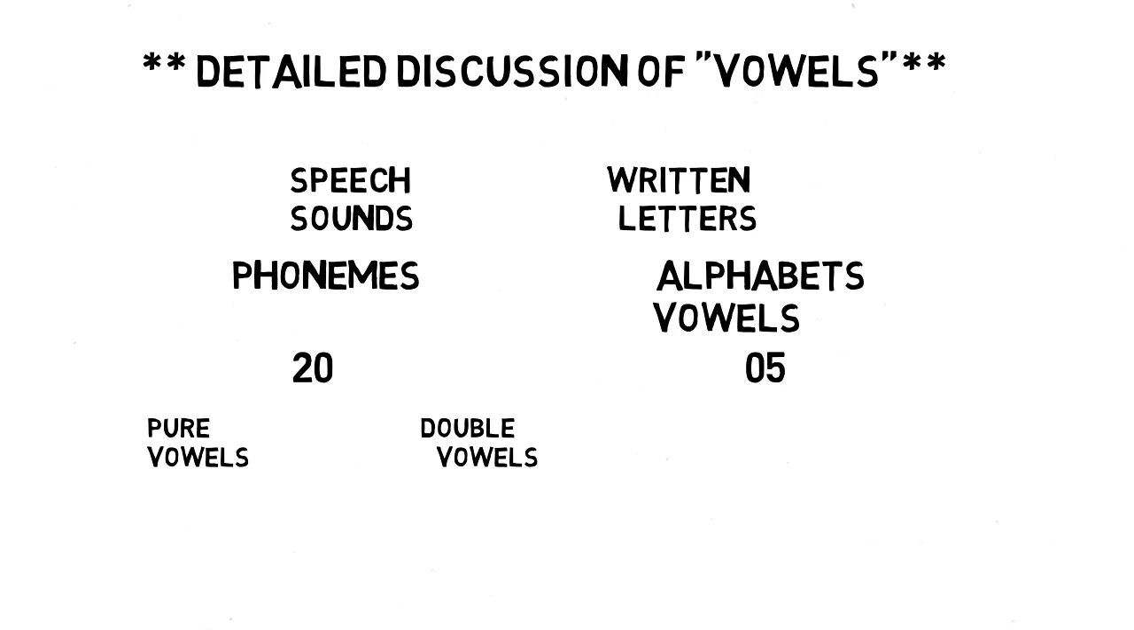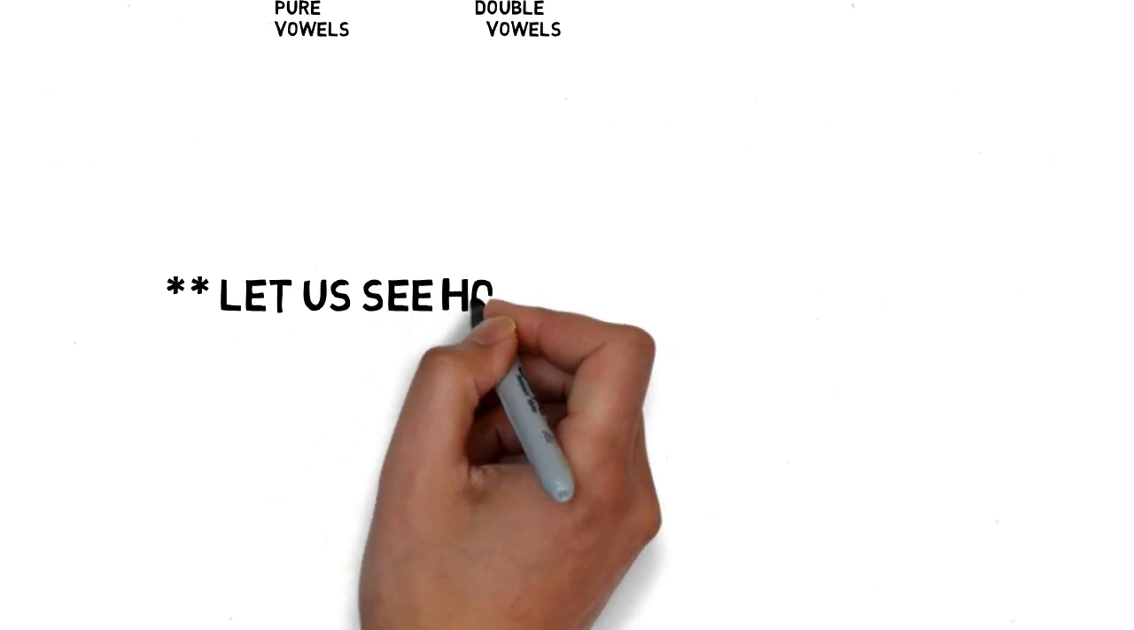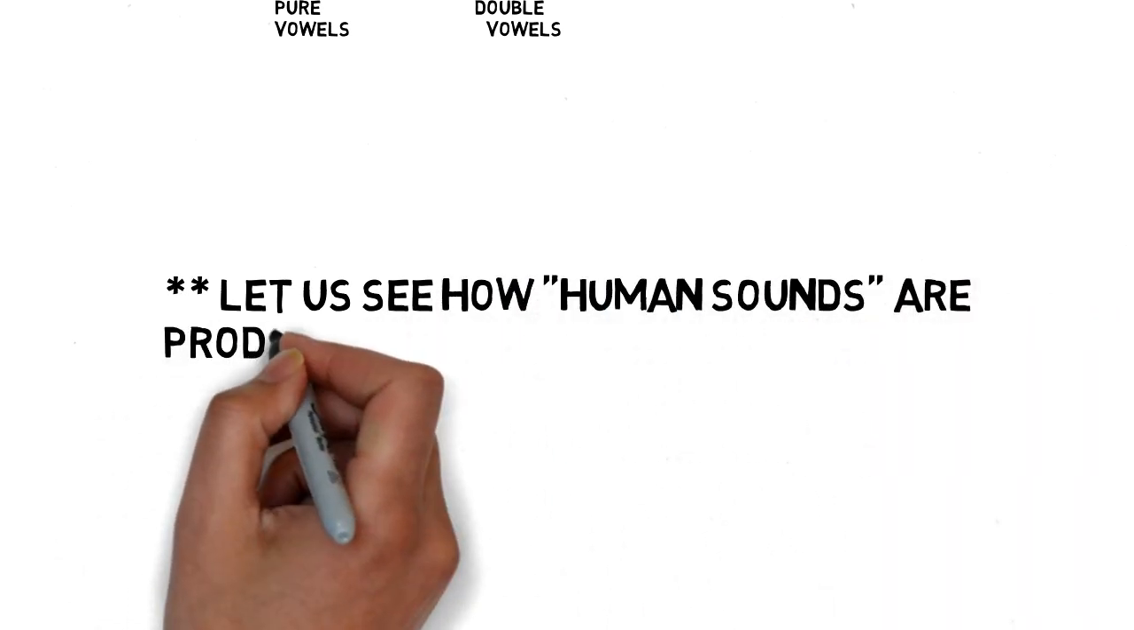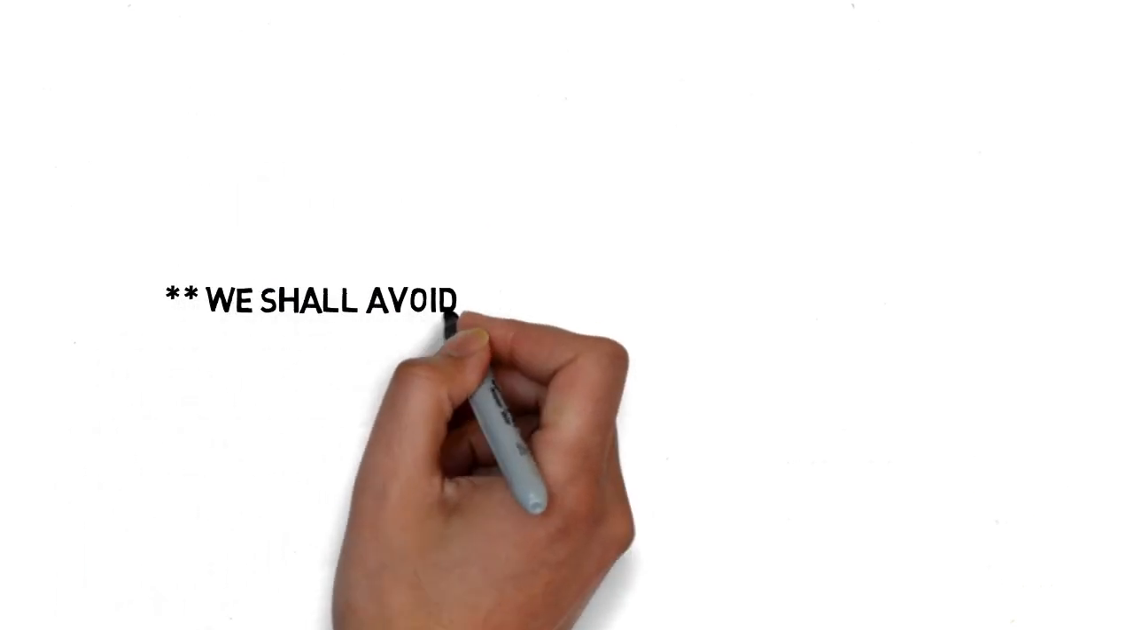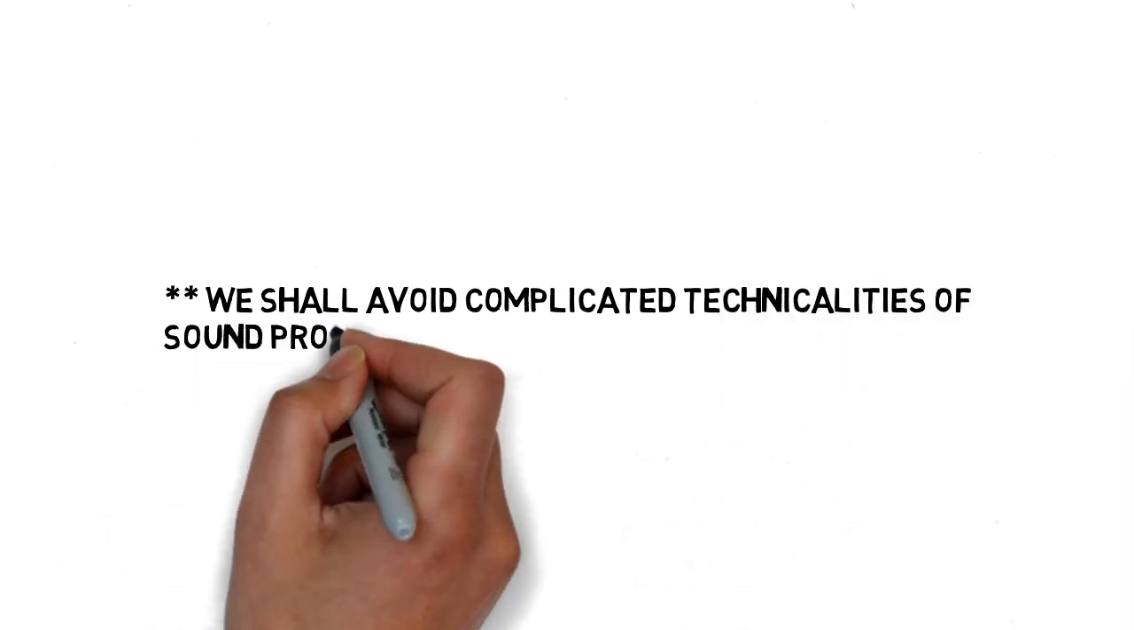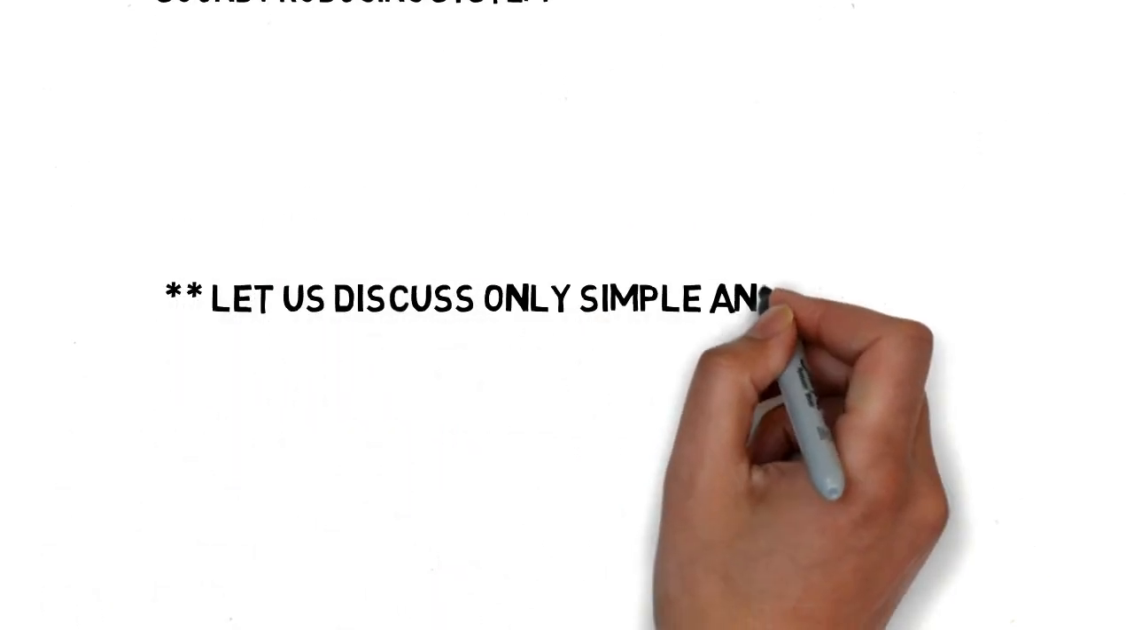We will discuss this basic difference in details as we proceed further. We will also discuss how this difference in number affects the spoken and written English. However, at the moment, it will be advisable for us to understand how human sounds, whether vowels or consonants, are generated. Avoiding the detailed and complicated technicalities of the sound producing system, we would try to take up only the most essential and straightforward elements that help in producing sounds.